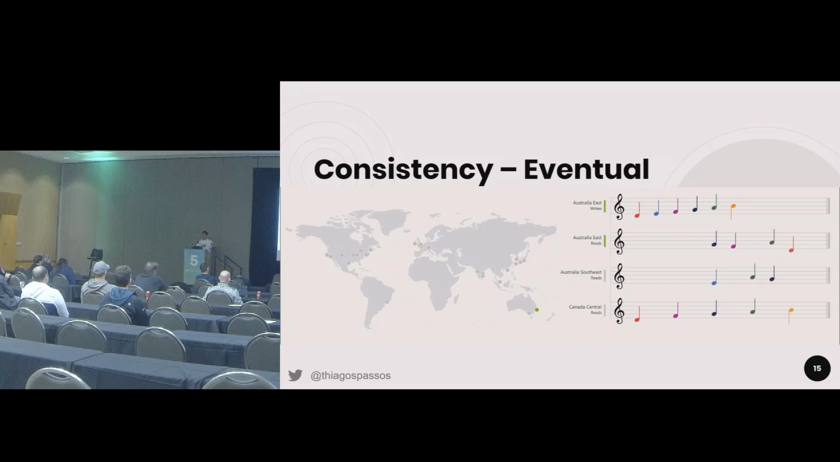So if you're dealing with data where the order doesn't matter, for example, the number of retweets, the number of likes, the number of followers, this kind of stuff, you don't need an order, right? And eventually, when you stop writing, all the regions will come into sync, right? So it makes sense in a lot of scenarios.